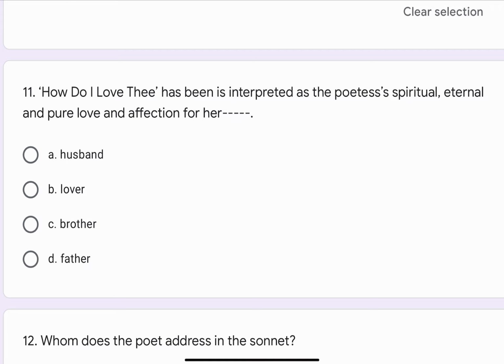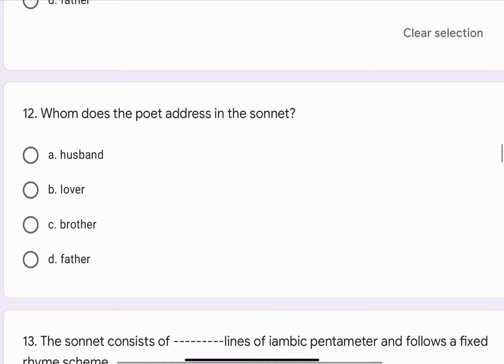Question number 11. How Do I Love Thee has been interpreted as the poetess' spiritual, eternal, and pure love and affection for her dash dash. Options are A. Husband, B. Lover, C. Brother, or D. Father. Correct option is A. Husband.